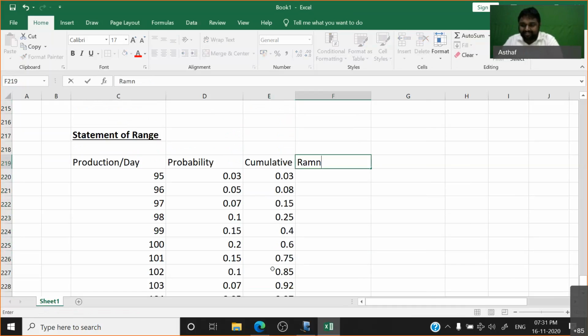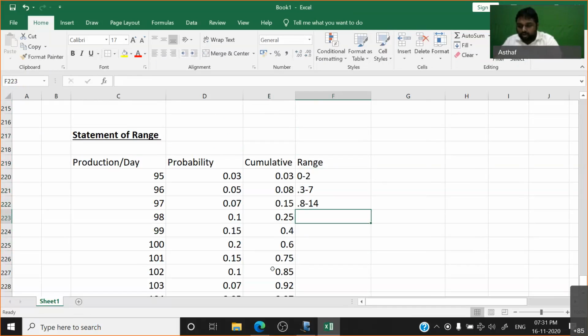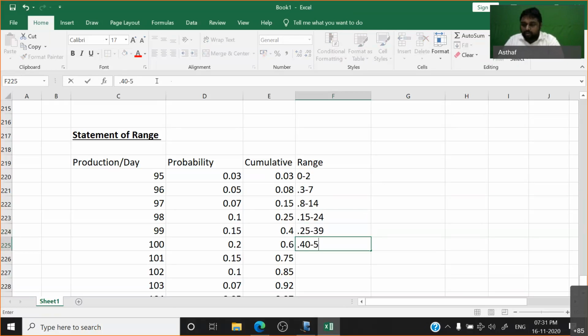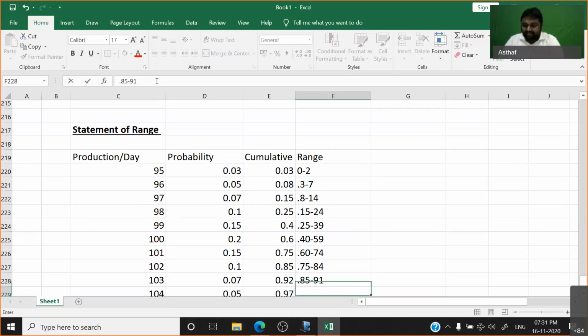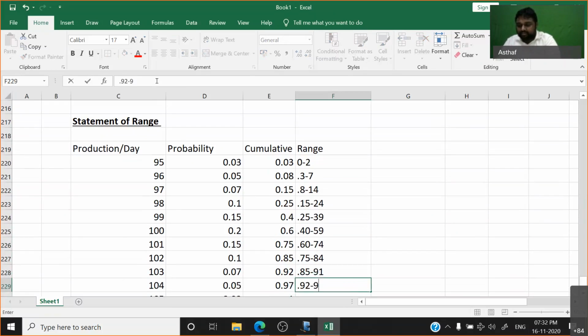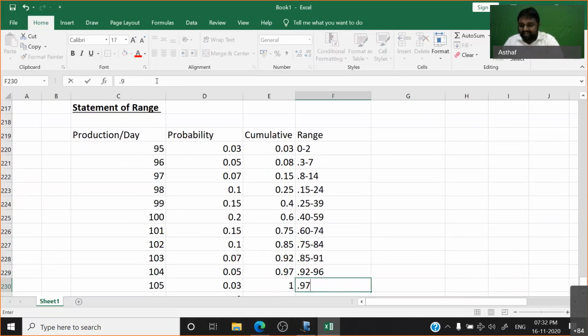Now we have to do the range. So 0 to 2, 3 to 7, 8 to 14, 15 to 24, 25 to 39, 40 to 59, 60 to 74, 75 to 84, 85 to 91, 92 to 96, 97 to 99. It's very easy.